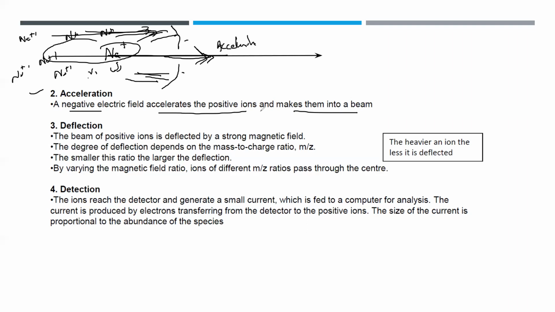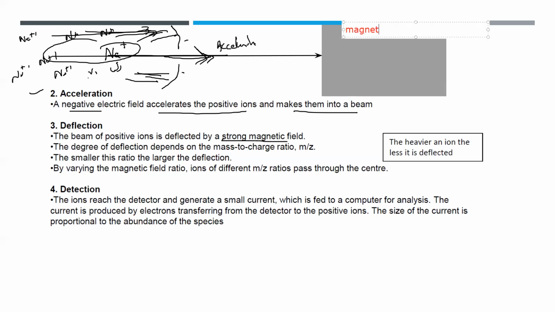Then third, we apply a magnetic field. The beam of positive ions is deflected by a strong magnetic field. This gray region is representing the magnetic field region, so it will deflect. For example, if we have two isotopes of sodium, one is 23 and 11, another one is 24 and 11, the two isotopes will take different paths.